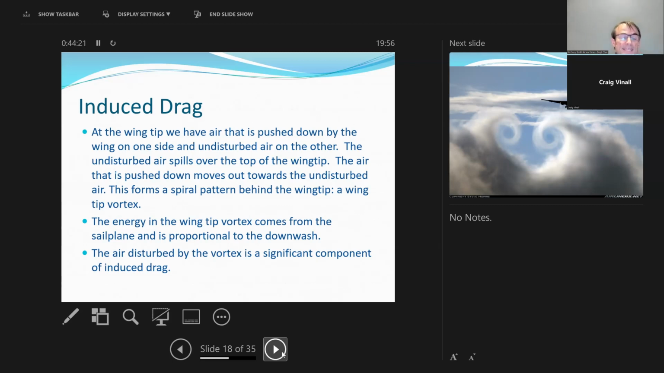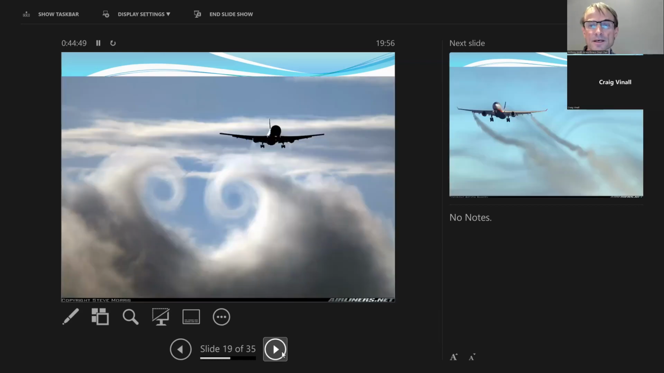The energy contained in that wingtip vortex, as that air is swirling around behind the wingtip, comes from the sailplane. It is proportional to the downwash, and it comes from our energy moving through the air. So it's robbing energy from us. The stronger that vortex is, the more energy it's stealing. This vortex is a significant component of induced drag. So if we can reduce the strength of this vortex, we're going to reduce our induced drag by a reasonable amount. So we've got a couple of happy snaps.